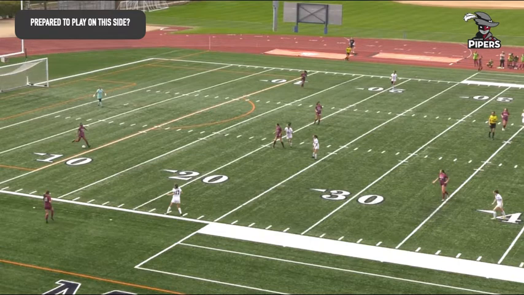If Tally gets wide, and Sydney's wide on the other side in good shape, that pulls 17 out of the way a little bit more, which makes a ball into Kaylee even easier.